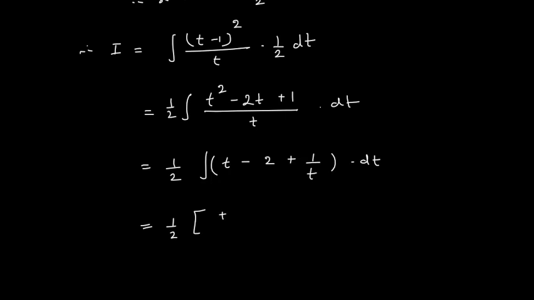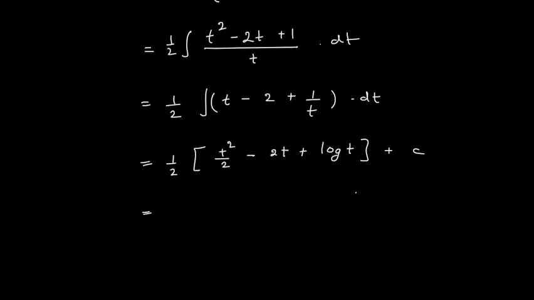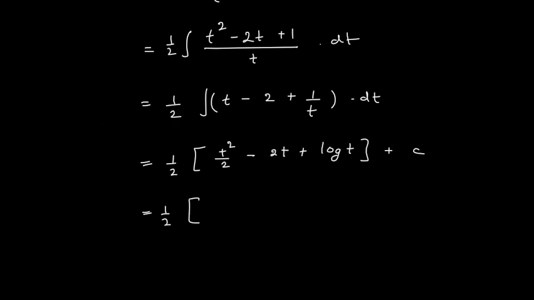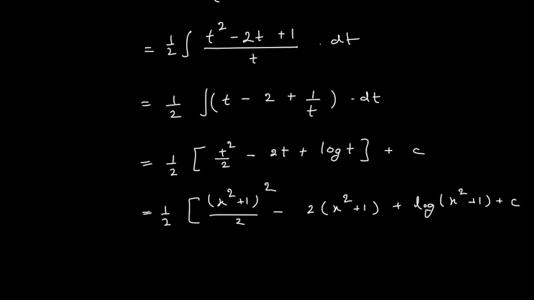Integration of t is t square divided by 2. Integration of 2 is 2t, and for 1 upon t it is log t plus c. So this is 1 divided by 2. Now t you can replace with x square plus 1. So here 1 by 2 into, (x square plus 1) the whole square divided by 2, minus 2 into (x square plus 1), plus log of (x square plus 1), plus c. So this is your answer.